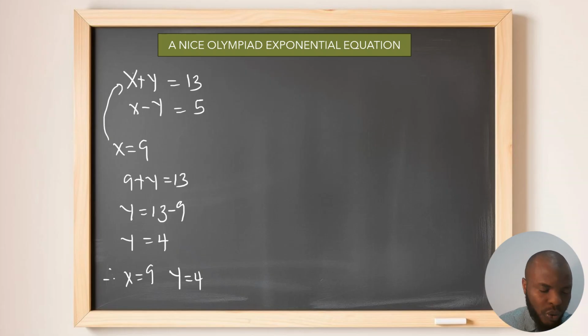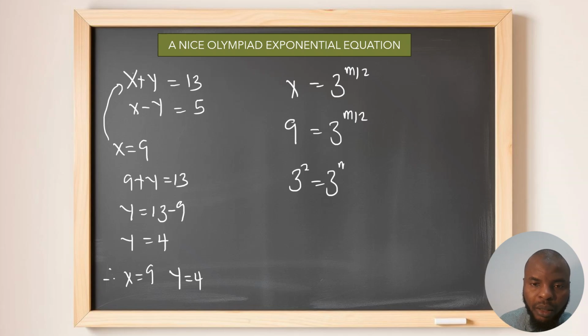Then how do we get the m, which is our major focus? Recall that in the previous slide, I said x is equal to 3 to the power of m over 2. So here we have our x to be 9, which is 3 to the power of m over 2. By rewriting this 9, we have 3 to the power of 2 equals 3 to the power of m over 2.